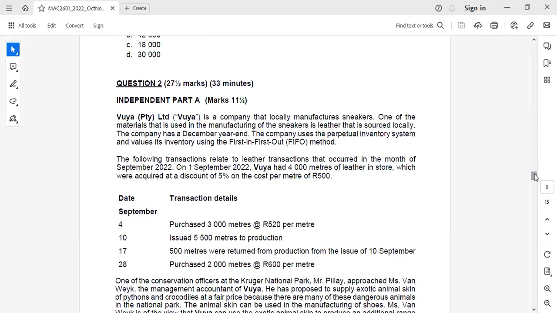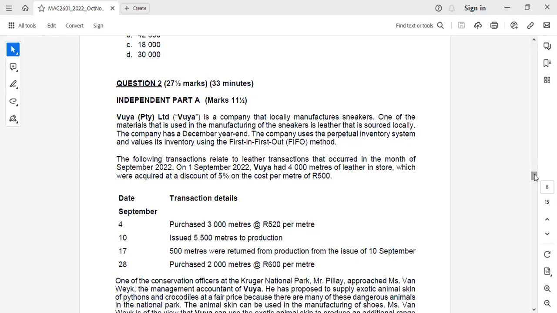Right, independent part A. We are Private Limited is a company that locally manufactures sneakers. One of the materials that is used in the manufacturing of the sneakers is leather that is sourced locally. The company is a December year end. The company uses the perpetual inventory system and values its inventory using the first in, first out method. Right, when they are using the perpetual, that means immediately there is an inventory movement, they will adjust their stock records on that very day.